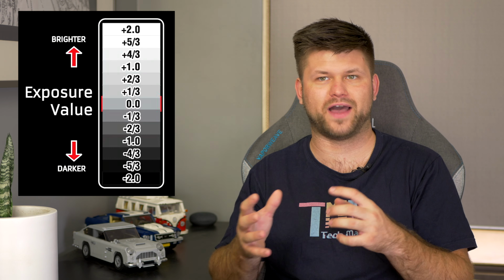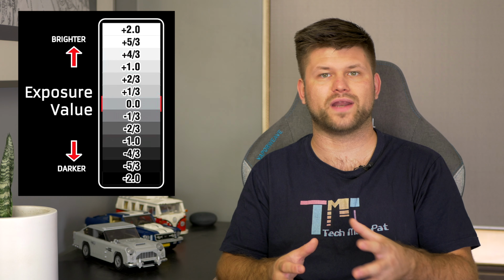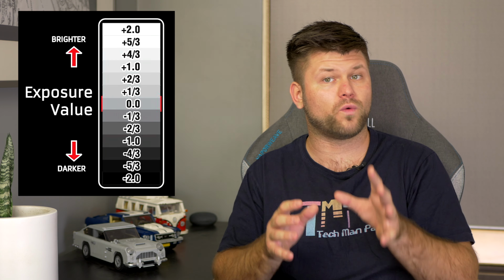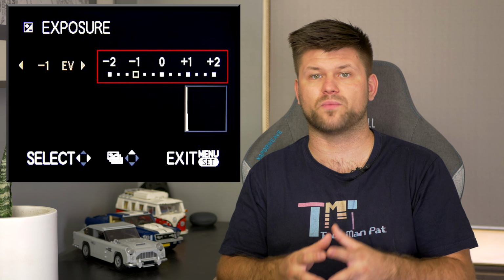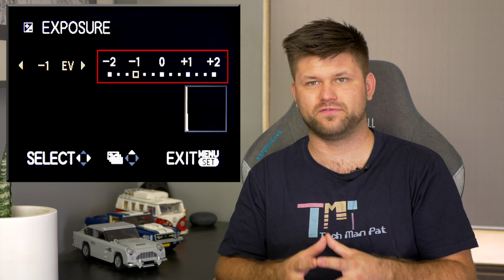Now, in photography, dynamic range is measured in exposure value, EV. The difference is known as stops. An increase of 1 EV or 1 stop represents a doubling of the amount of light. Conversely, a decrease of 1 EV represents a halving of the amount of light.